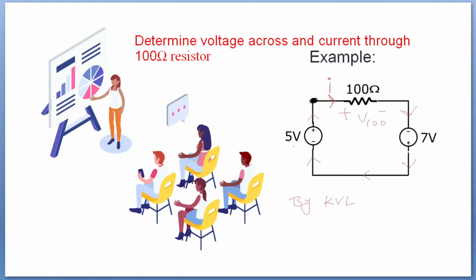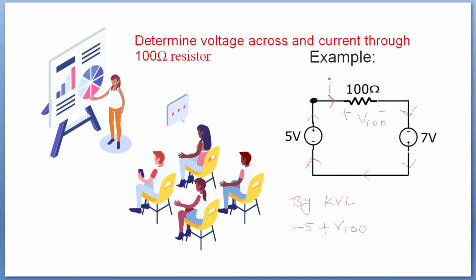let me start from the 5 volts voltage source. Here see the current I, this current I, coming to the negative terminal of the 5 volts voltage source. So I write minus 5. Consider the 100 ohm resistor. Current I comes to the positive sign of the 100 ohm resistor. So I write plus V100.